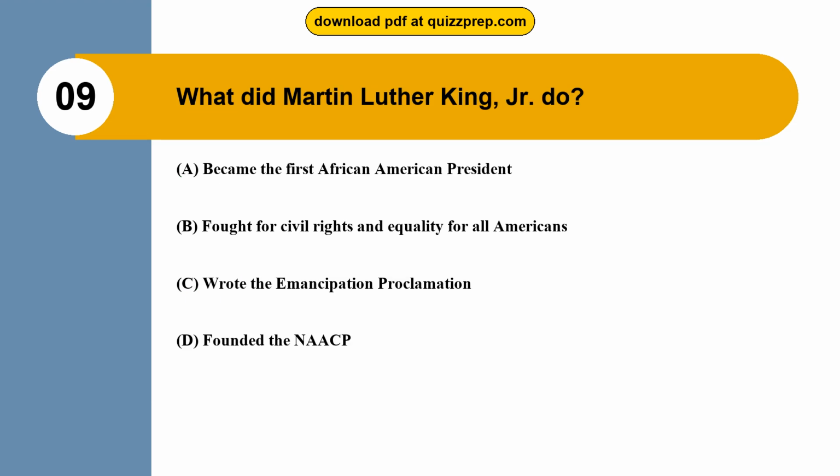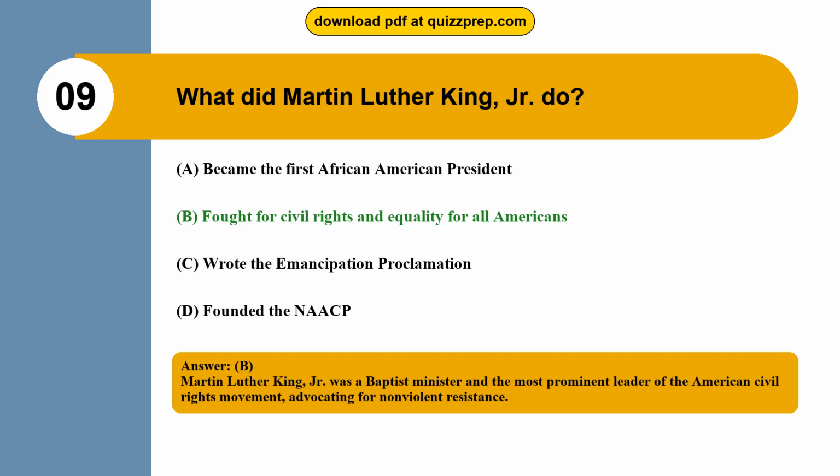Question 9. What did Martin Luther King, Jr. do? Option A, became the first African American president. Option B, fought for civil rights and equality for all Americans. Option C, wrote the Emancipation Proclamation. Option D, founded the NAACP. The correct answer is option B, fought for civil rights and equality for all Americans. Martin Luther King, Jr. was a Baptist minister and the most prominent leader of the American civil rights movement, advocating for nonviolent resistance.